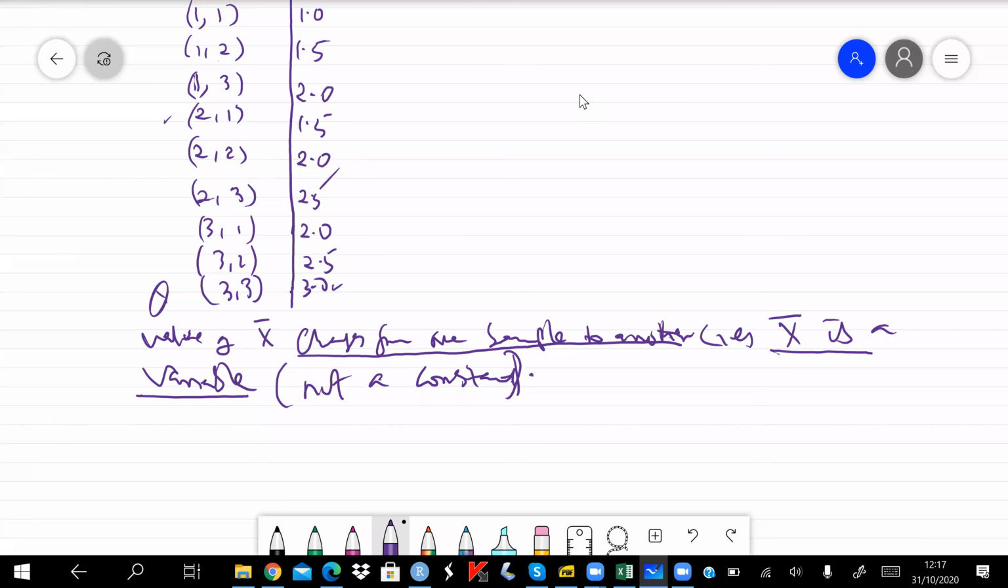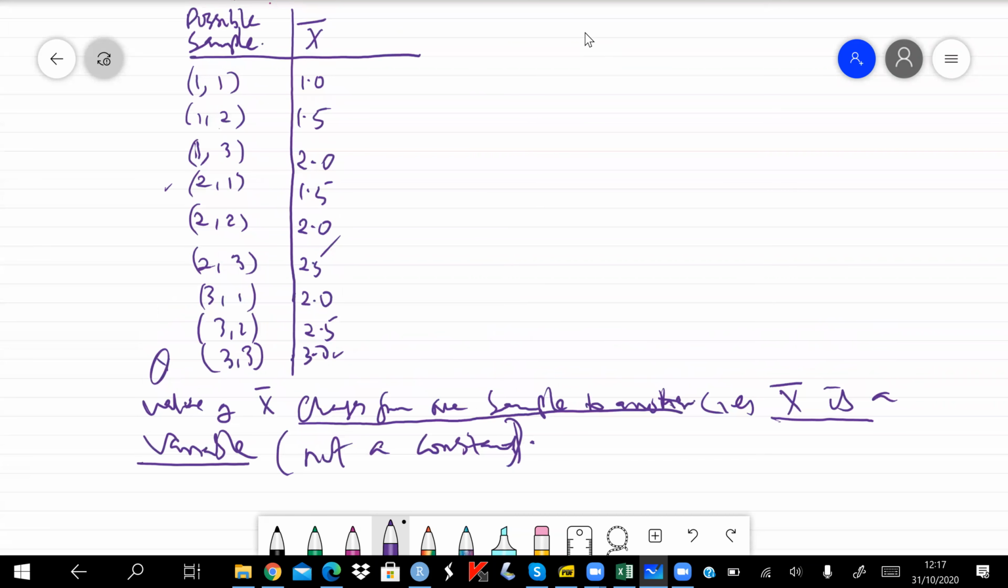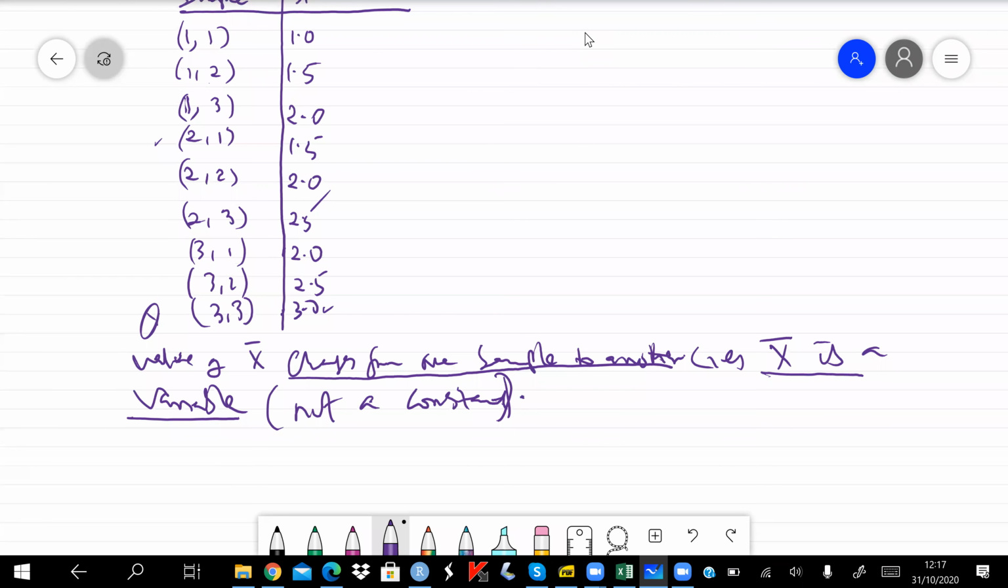Just like any other variable, X bar must have a probability distribution. We know that variables have probability distributions. Random variables, as you can see, X bar here would be a random variable. So random variables have probability distributions. So even X bar.